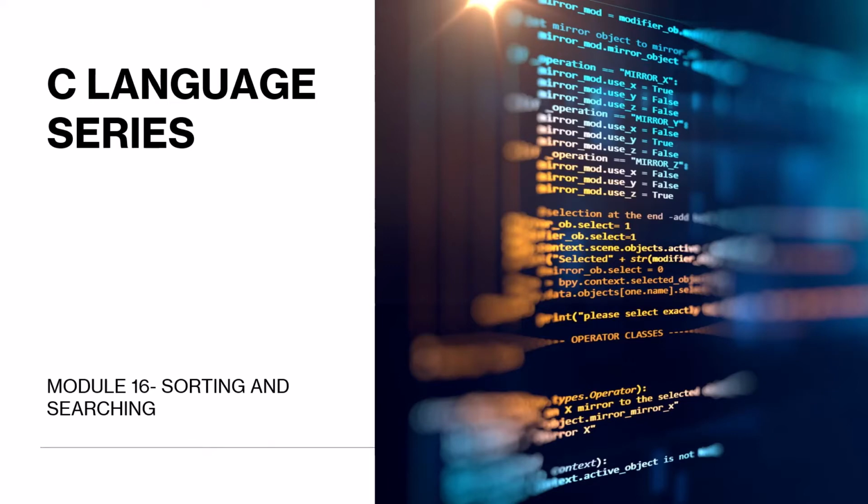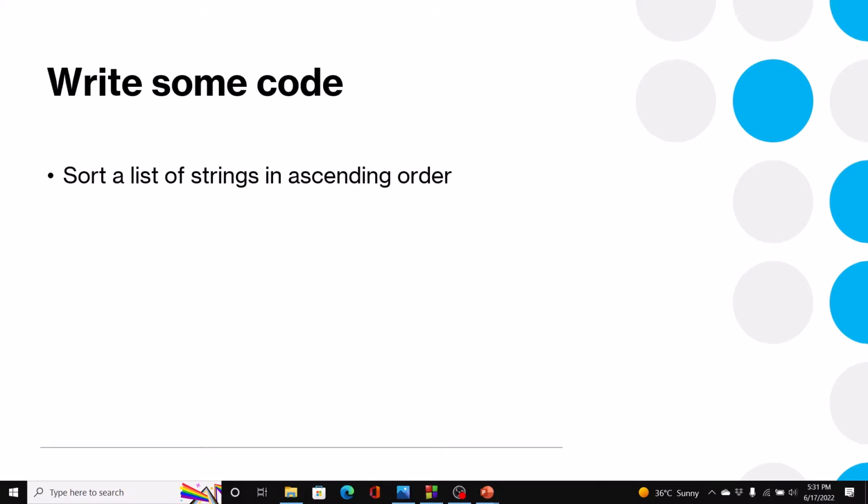Today we're going to focus on writing some code. Now the code we've written so far has been code to sort a single string, in terms of sorting the elements of that one string. Today we're going to sort many strings and we're going to sort an array of structures as well. But first, sort a list of strings in ascending order. To do that, let's go to Code::Blocks and we'll start a new file.